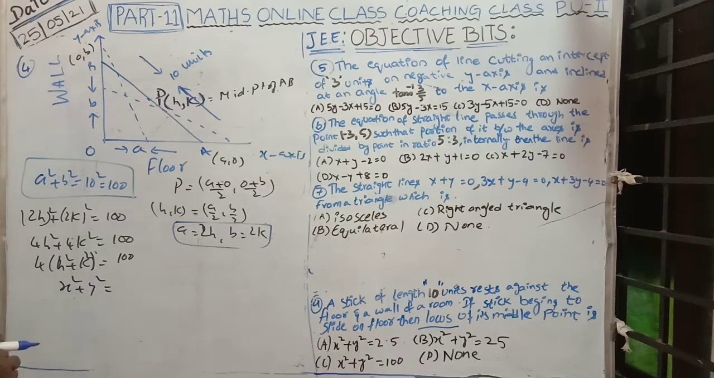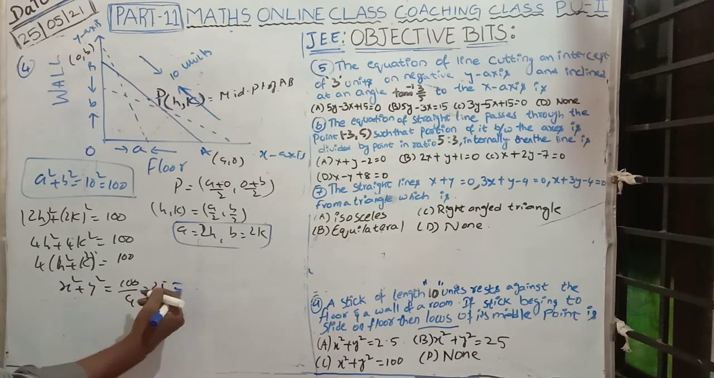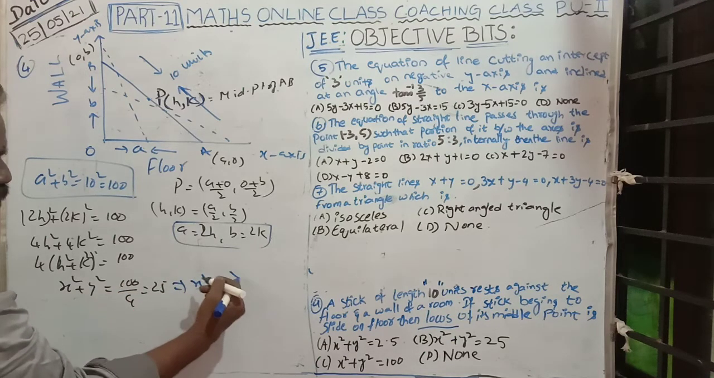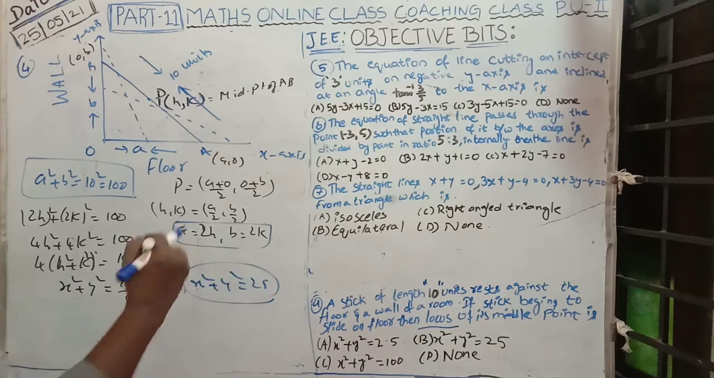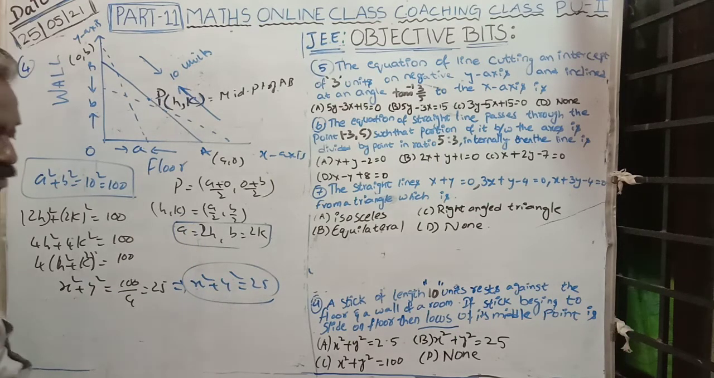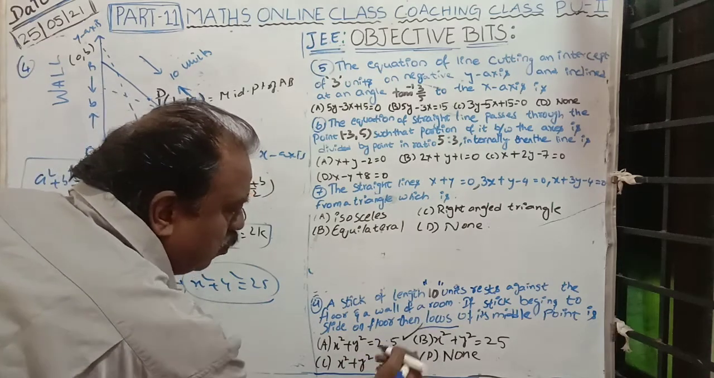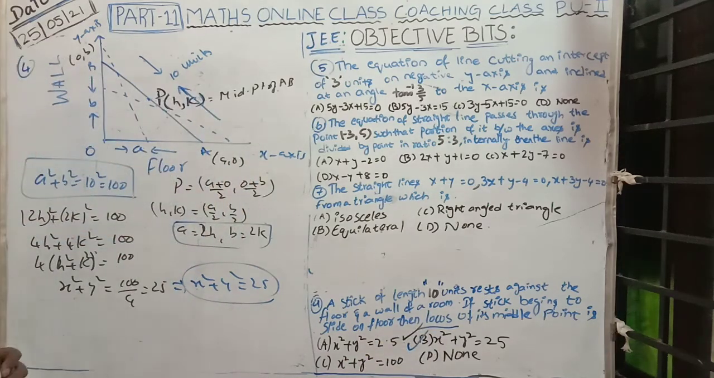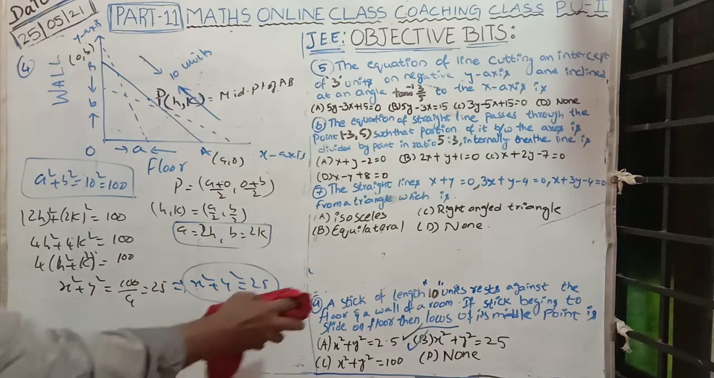Whenever an equation is obtained in the variables h and k, that is the equation of the locus. But we have to change h as x, k as y. And 100 by 4 is 25. So x² plus y² is equal to 25 is the locus of the required one. Okay, like that we have to solve the problems. Now we will see the next problem. Okay, this problem is over.